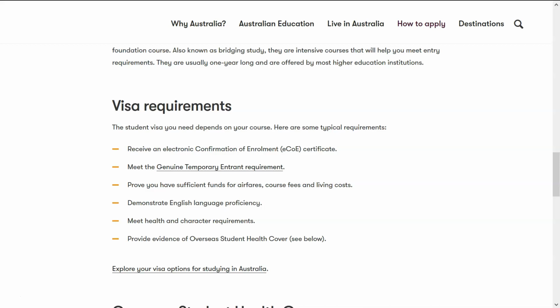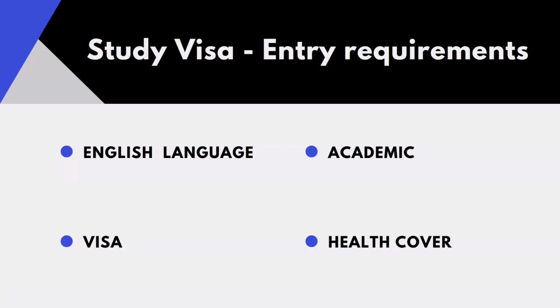And you have to prove that you have enough funds to pay for your airfares and the course fees and all the living costs while you are here. You have to demonstrate proper English requirement levels. You have to meet the proper health and character requirements, and you have to provide evidence that you will have student health cover.